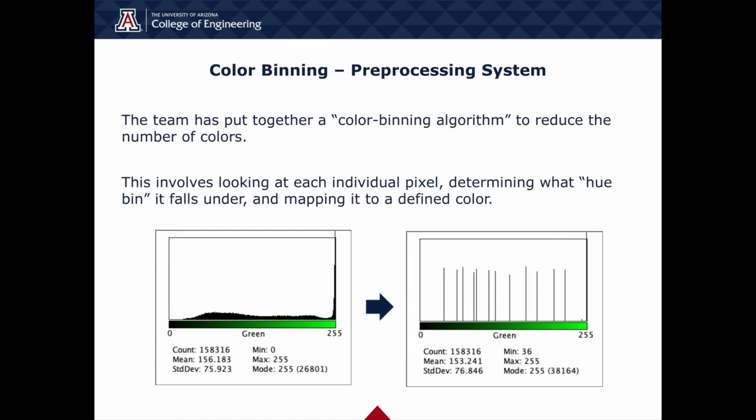This is done by looking at the HSV value of each pixel in the image and mapping it to the nearest defined value chosen by us. The end result is a series of bins and a reduction in the total number of colors. Let's see this in action.